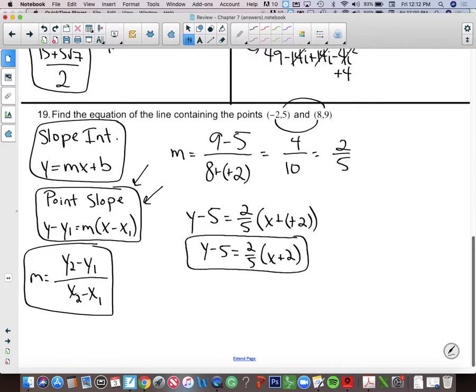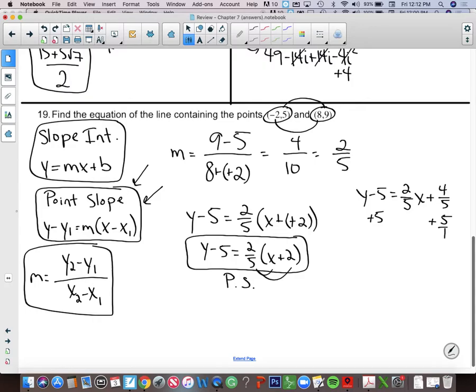And remember, you can use either point here. You can use that one or that one, and it should be the same answer when we switch it to slope-intercept. So point slope is this one. For slope-intercept, we'd have to distribute the 2/5. So y minus 5 equals 2/5 x. 2/5 times 2 would be 4/5. And then we got to add 5 to both sides.